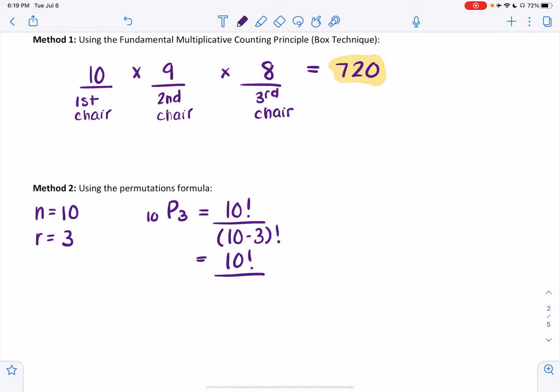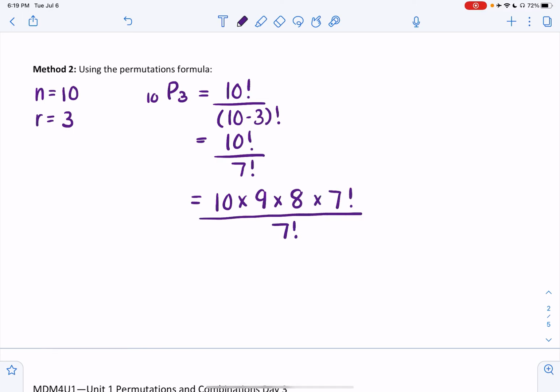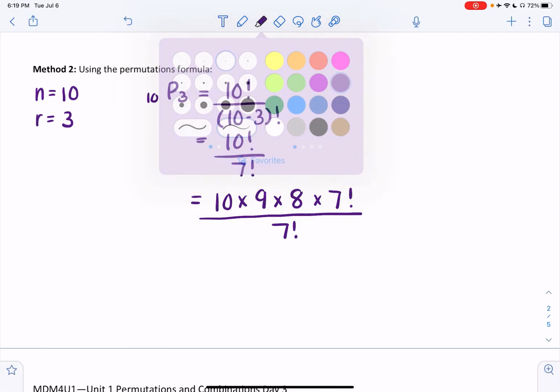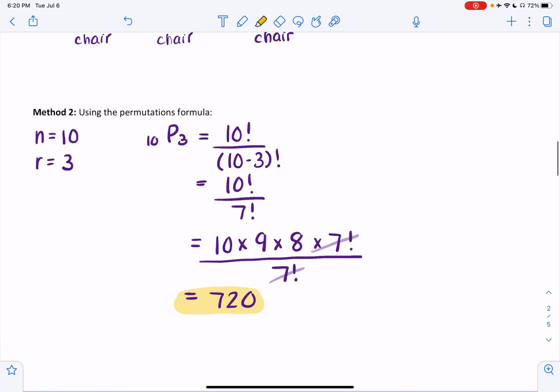So simplify it. Now we can simplify this totally by hand. So we'll have 10, we'll multiply and expand the numerator, keep our denominator. Our 7 factorials cancel, and we're left with 720. So you can see here how it ends up working out to be the exact same thing. And this one's nice because we can look at both options, but sometimes our numbers are just too big to really work with our fundamental counting principle.